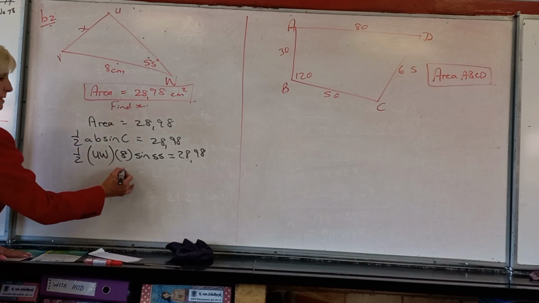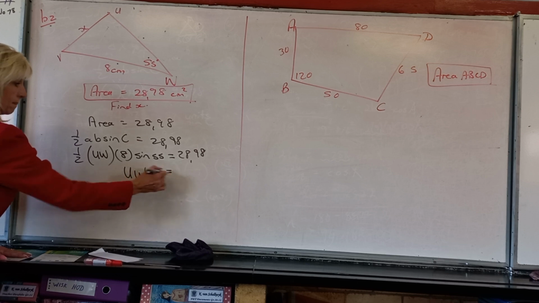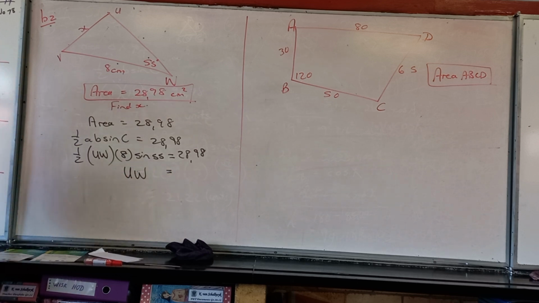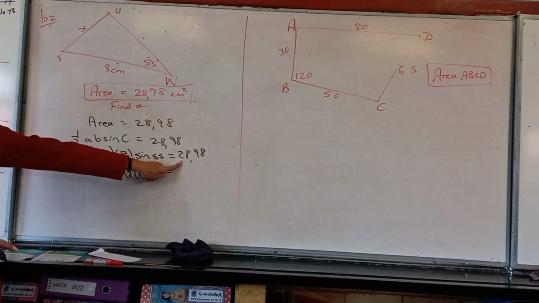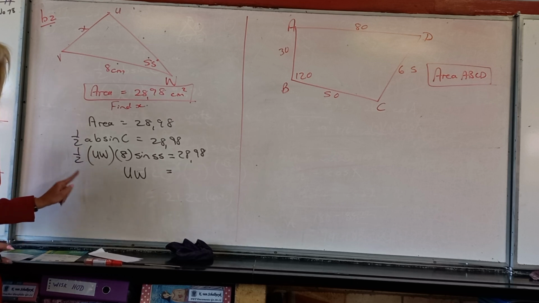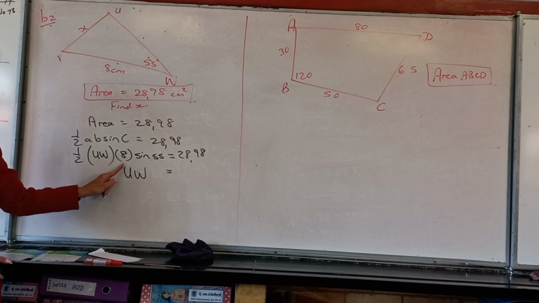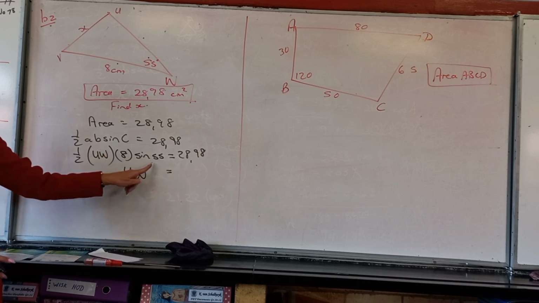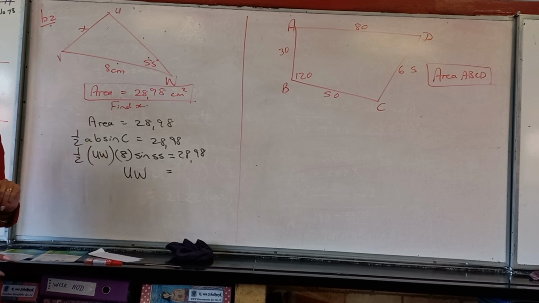All right. So in this case, how would I find UW? Can I just give you the answer? Yeah, you can. So it'll be that number divide by... Okay, you can do that. I hear what you said. I can divide by a half, or I can times by two, same thing. And I must divide by 8, and divide by sin 55. Can I do that all together? Yes, you're allowed to. One shot.